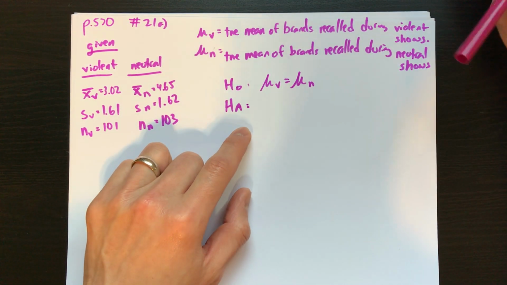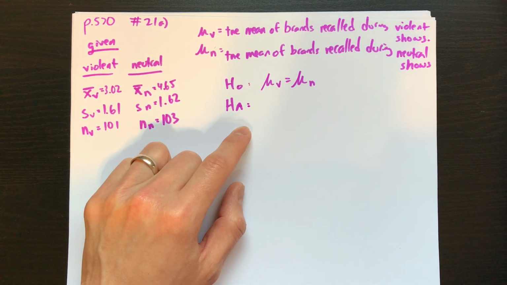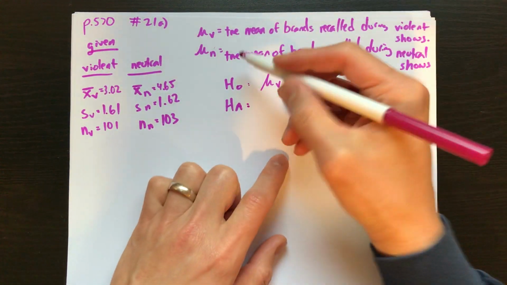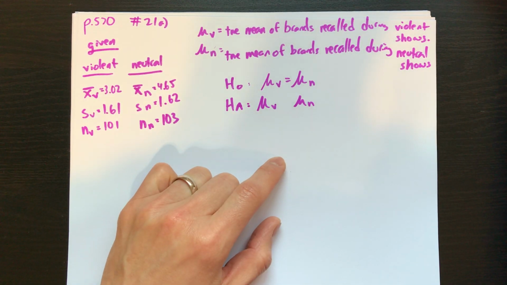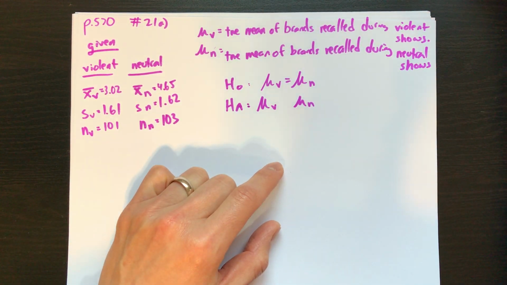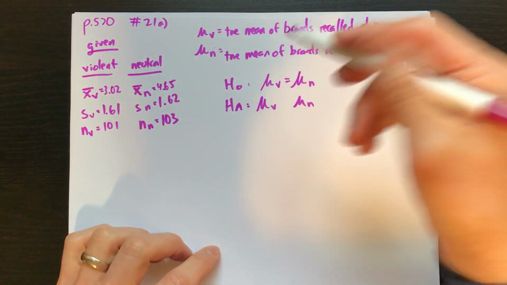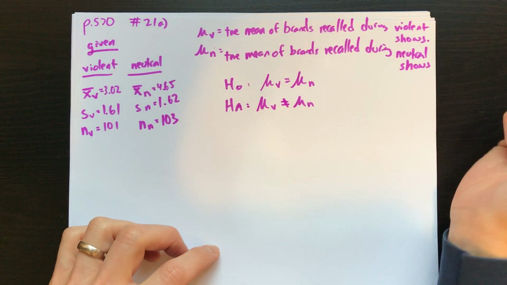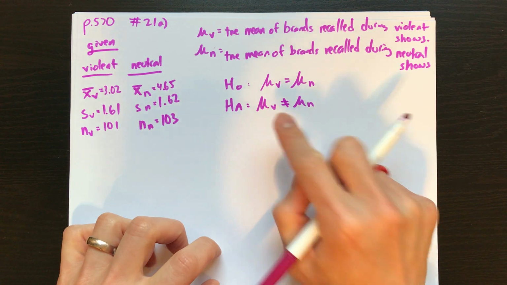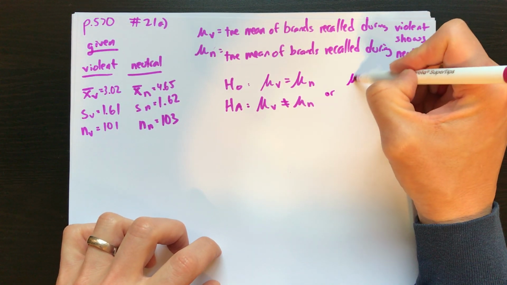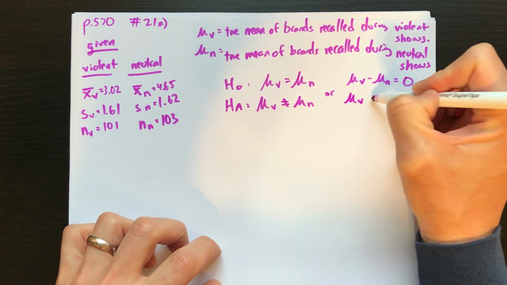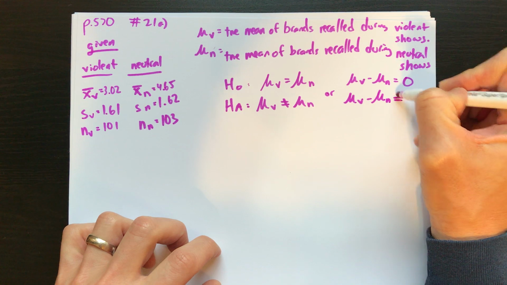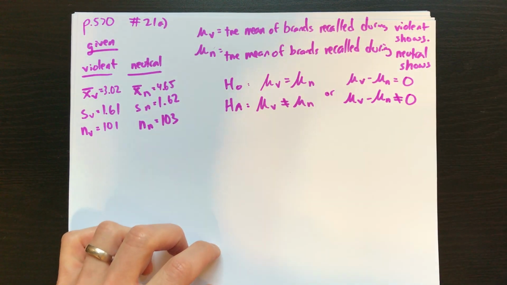Now go ahead and pause the video again and take a look at the wording of part A, asking, is this going to be greater than, less than, or not equal to? As you can see, it says, is there a significant difference? It's not saying is one greater or one less, just saying a difference, so it's not equal to. Okay. So you can write it like this. Or, remember, you could do mu sub v minus mu sub n equals 0, or mu sub v minus mu sub n does not equal 0. These are the same, okay?